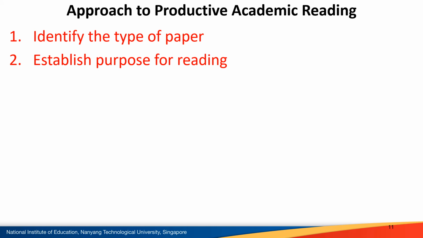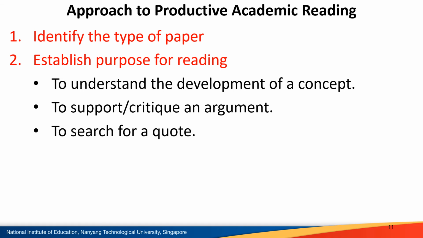Once you have identified the type of paper that you are currently reading, whether it is empirical or conceptual, then we need to establish what you are reading the paper for, okay? There are typically three reasons why you want to read a particular paper. Firstly, to understand the development of a concept, and that's where the conceptual papers may be helpful. Secondly, to support or critique an argument, and that's where you can draw on both conceptual and empirical papers to formulate your argument. And thirdly, to search for a particular quote to support a particular point of view.